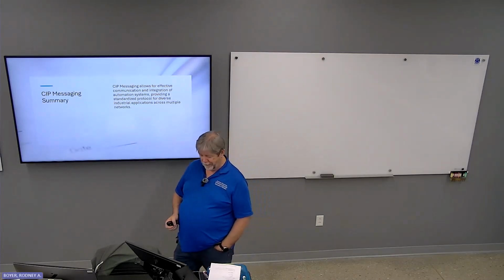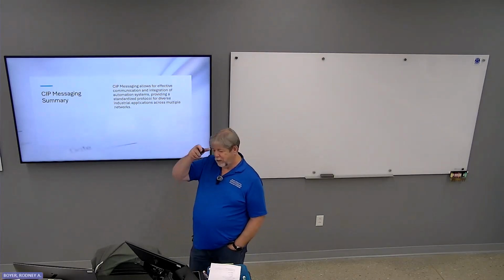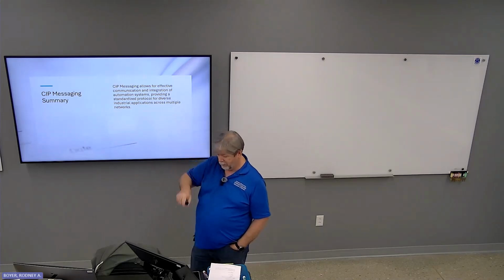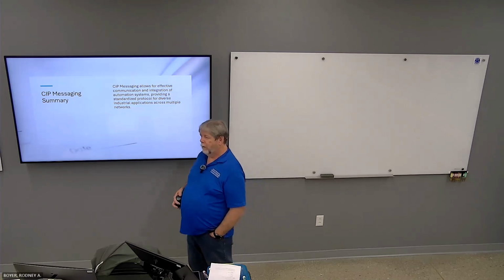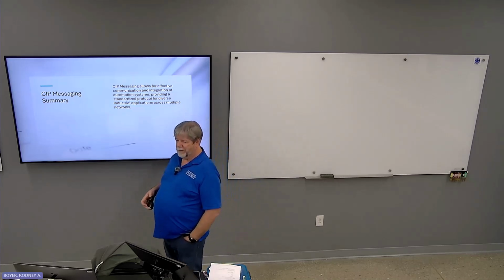So in summary, CIP messaging allows for effective communication and integration of automation systems, providing a standardized protocol for diverse industrial applications across multiple networks. Neat, huh? So if we have two devices that are incompatible, they can still communicate, if they are both capable of CIP, yes.